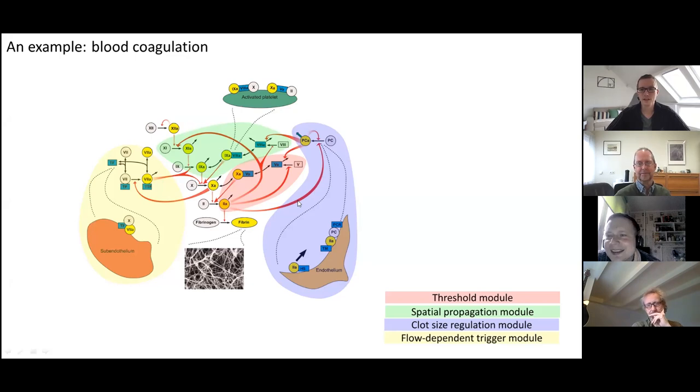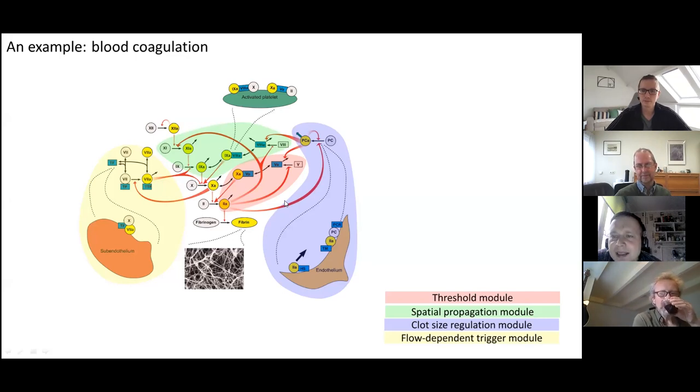I see. And thanks. I think that's starting to become clear to me. And what happens if one module depends on another one? I'm thinking, for example, the clot regulation or the spatial propagation module depends on the flow module. It is indeed a problem.